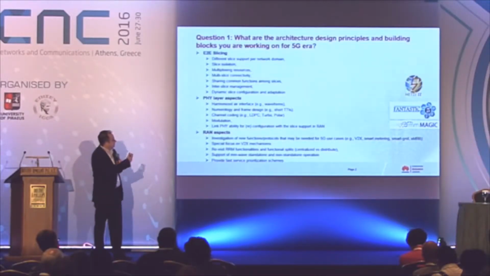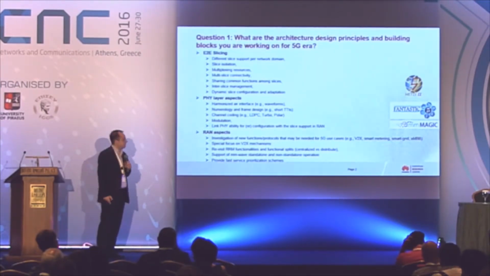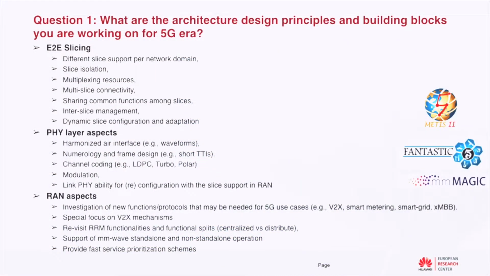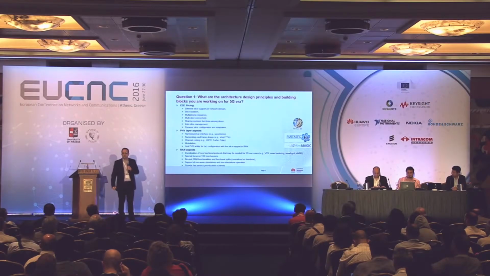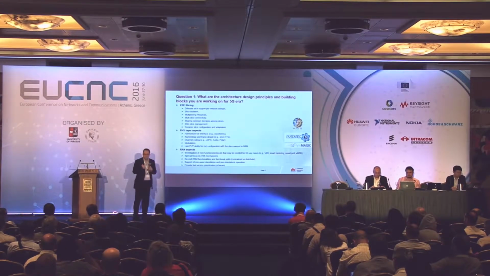Then we go to the physical layer aspects. You've seen that there is a lot of work in European projects about the harmonized air interface, the waveforms, the numerology and the frame structure, modulation, coding. And there are projects discussing these things like FANTASTIC-5G, where we participate. Also, there's a lot of work about harmonization in METIS-II, where we also participate. And if we go above 6 GHz, there are solutions for millimeter waves, like MiWaves, where Huawei ERC is also participating.